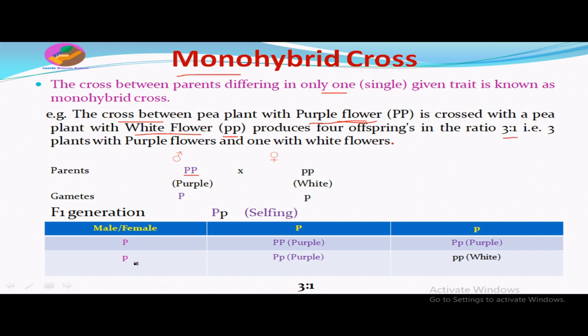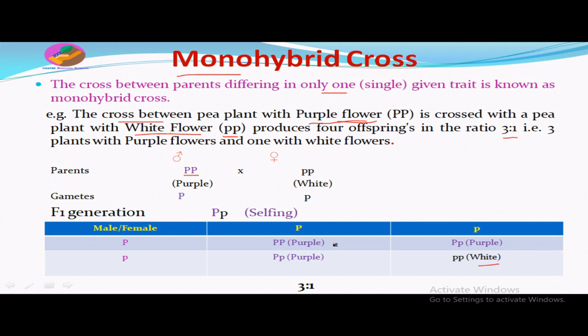Capital P, small p, and capital P, small p. Suppose these are the males and these are the females. Now this capital P will form capital P, which is purple colored. This capital P and small p is also purple colored. It is again the same, and this one will be very different: small p will form white colored flowers.